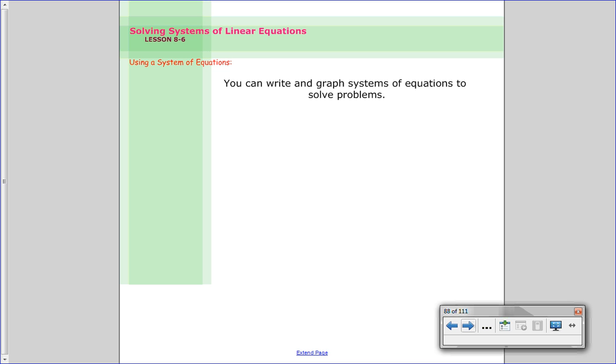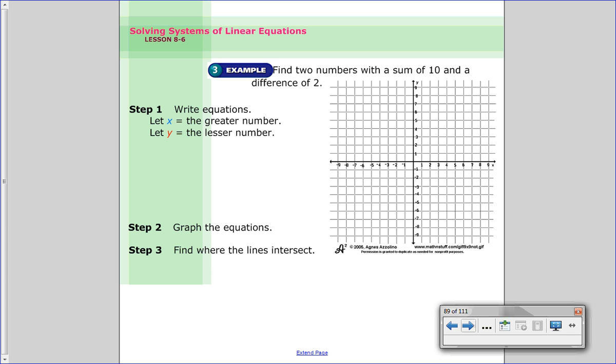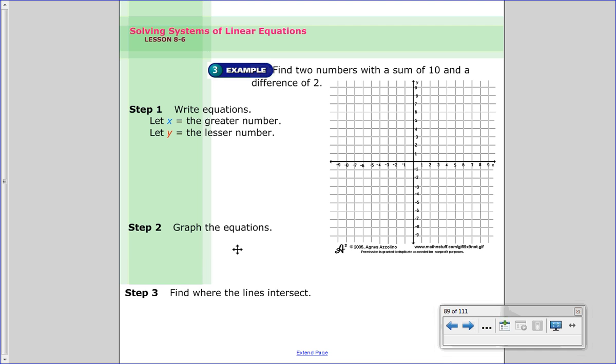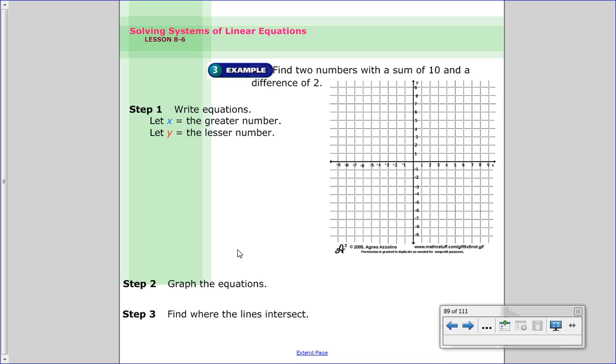All right, so now we have a word problem that we're going to try. And these can be a little funny, but we're going to go ahead and try one. Well, they can be fun. So here we go. Find 2 numbers with the sum of 10 and a difference of 2.